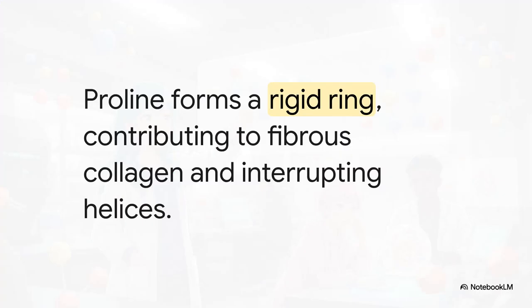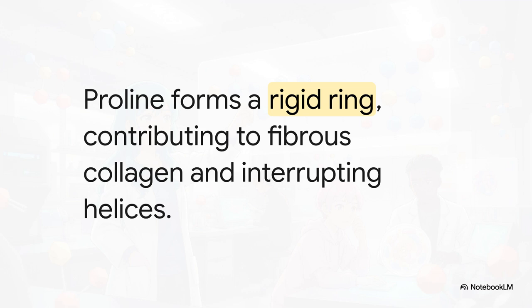But wait, within this nonpolar group, we actually have a really fascinating rebel, proline. Unlike the others, proline's side chain curves right back around and bonds with its own alpha amino nitrogen to form a rigid five-membered ring.